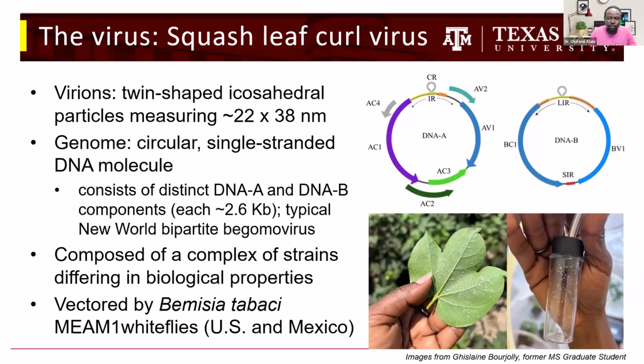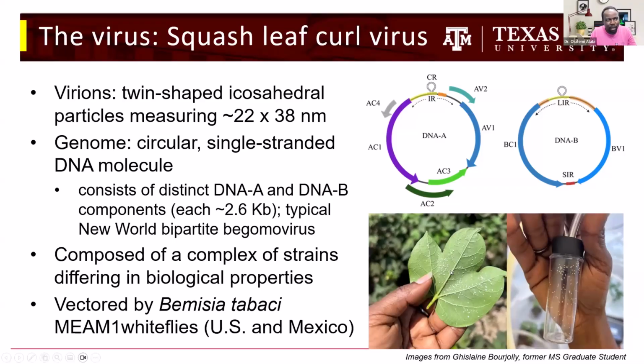Multiple strains of squash leaf curl virus have been characterized. And the differences between these different strains is their biological properties. There are some strains that have a very narrow host range even within cucurbits, and some strains are able to infect a wide range of cucurbits, but also some non-cucurbit crops.